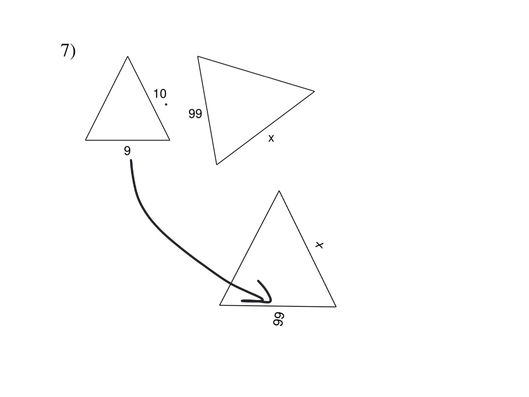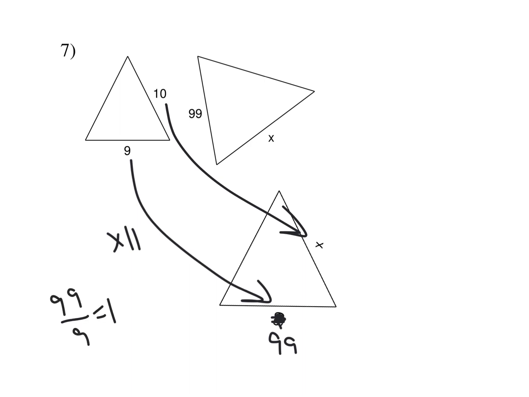This time we're going towards the bigger. 99 looks a little weird sideways, but this time we're going towards the bigger triangle. So this is going to be times 11. If you're not sure on a pattern, just take the bigger number divided by the smaller. So if you do 99 divided by 9, you'll get 11. So we have to do the same thing here. 11 times 10, so x equals 110.